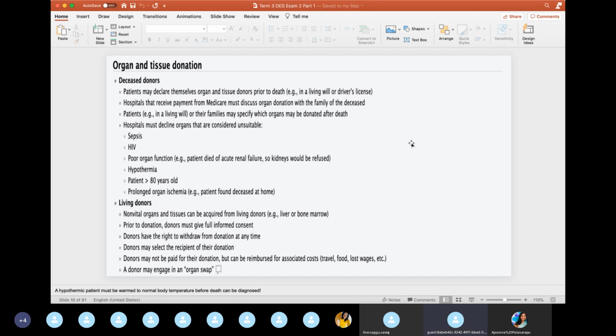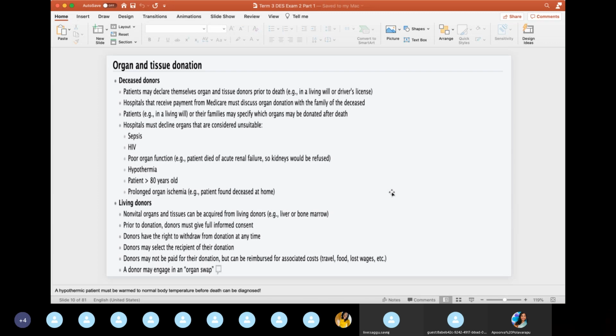So for living donors, do they have the right to withdraw from donation at any time? Yes. Can the donor select the recipient of the donation? If I'm going to donate to someone, can I do that? Yes. Can the donor be paid for their donation, for example, $50,000 for a kidney? Can you advertise for that? Can you do that? No. Okay, that's a high yield.